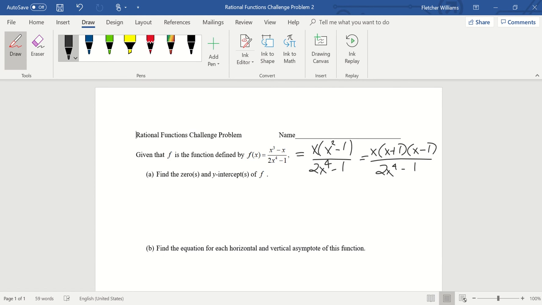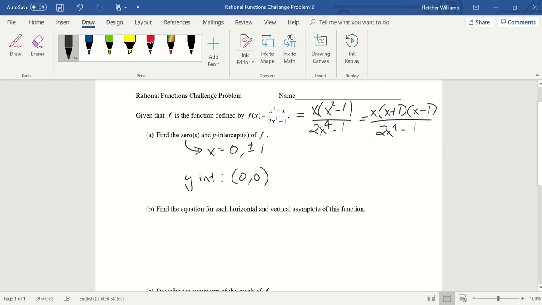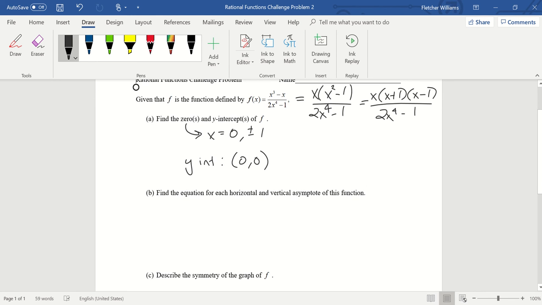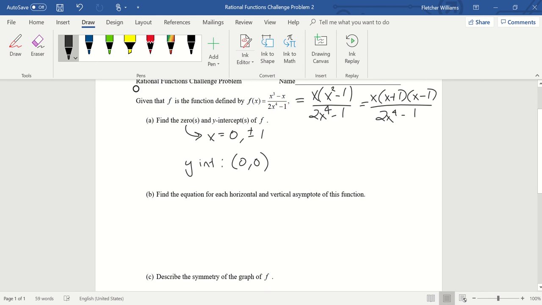Okay, zeros. Ethan, what are our zeros? 0 and plus or minus 1. Okay, and then the y-intercepts. Andrea? Yes. Just by plugging in 0 for x. Okay, find the equation for each horizontal and vertical asymptote of this function.